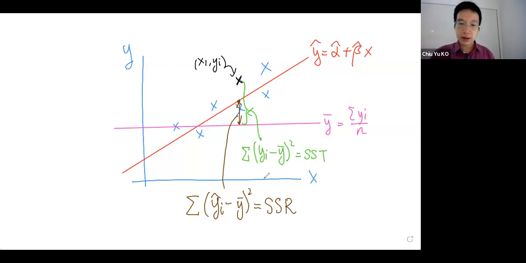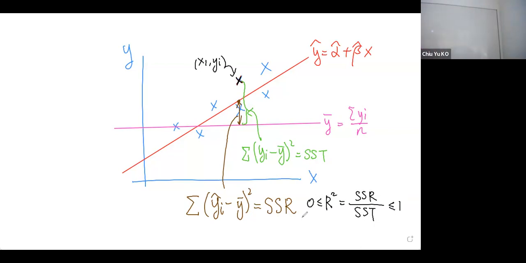And R square is simply the ratio of the two. This must be between 0 and 1. Although I've drawn it in 2 dimensions, one x and one y, this holds for any x, any y, because it just changes to a plane. If you look at my undergraduate notes, that's already there. So this R square only makes sense when you talk about regression.